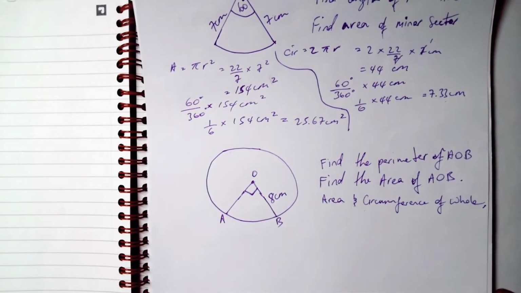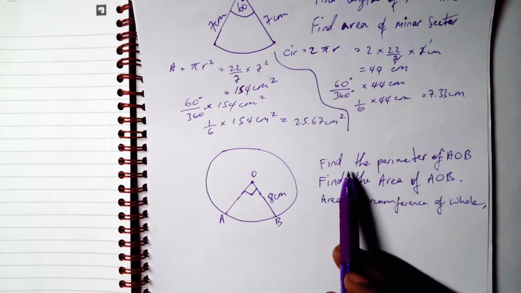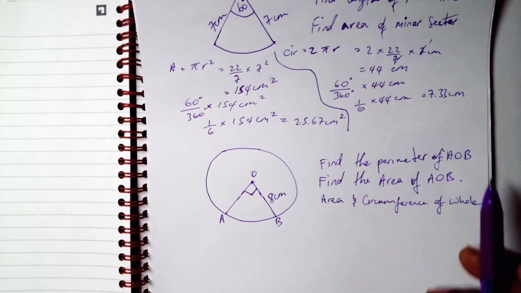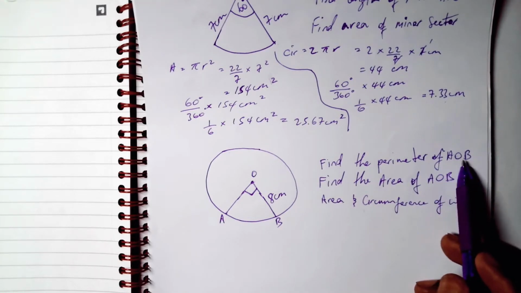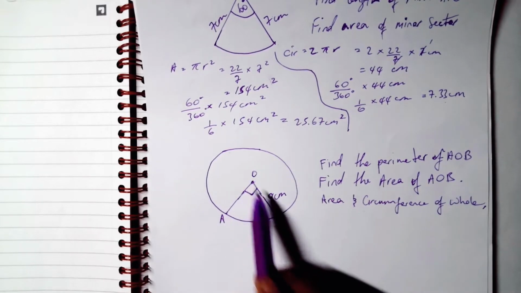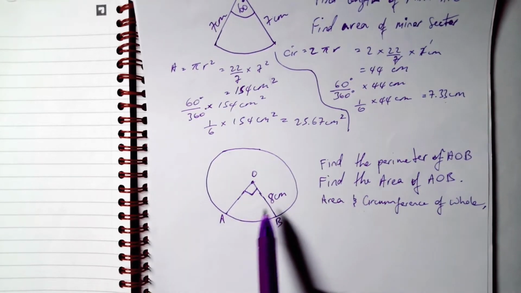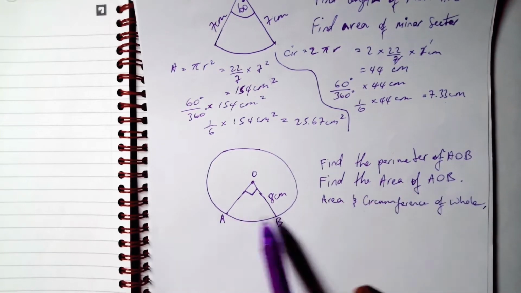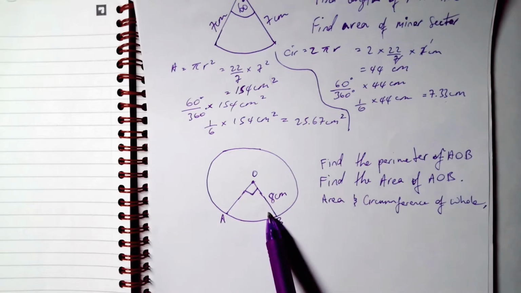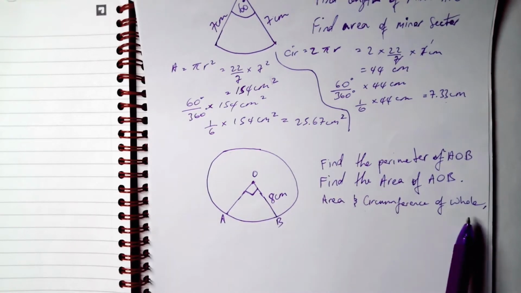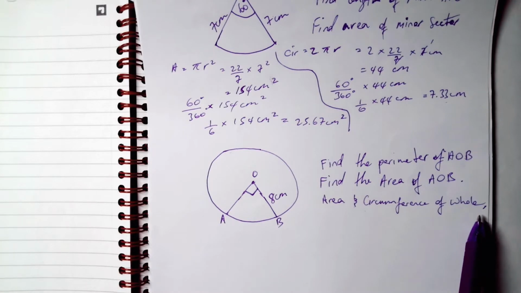So now, they ask us the same thing. Find the perimeter of AOB. Well, not the same thing. Find the perimeter of AOB. They want us to find the area of AOB, which is the minor sector. They also want us to find the area and circumference of the whole. Let's find the area and circumference of the whole first.